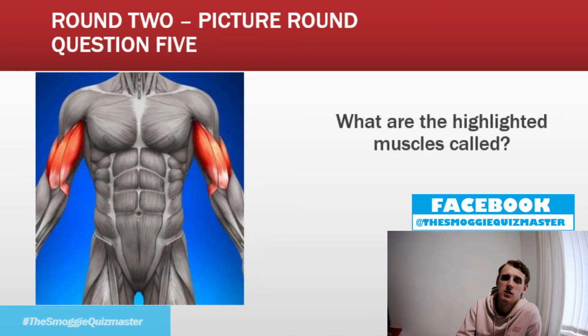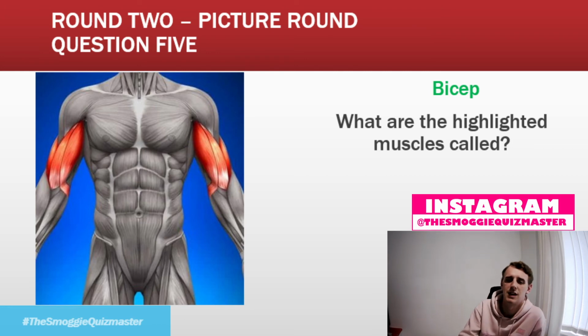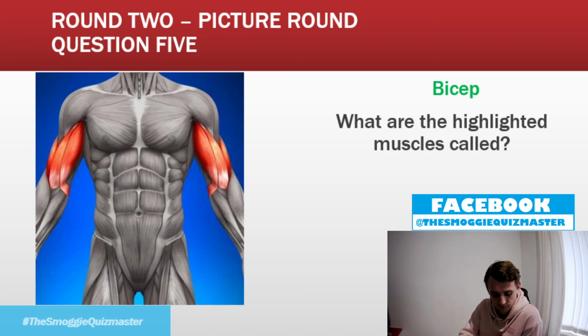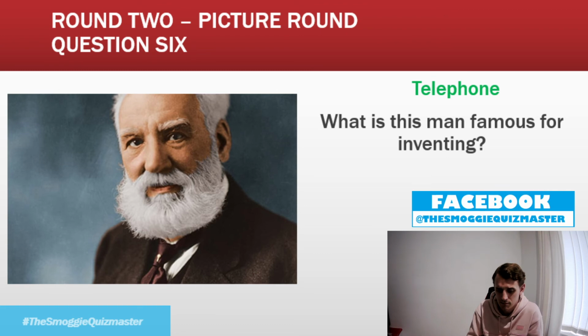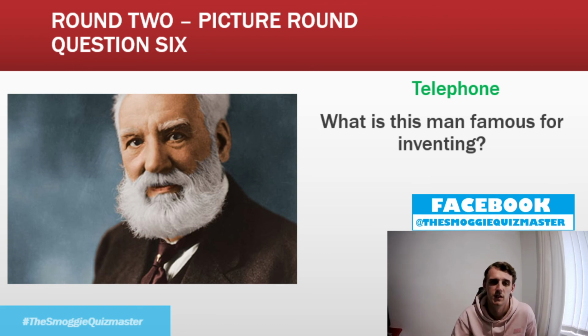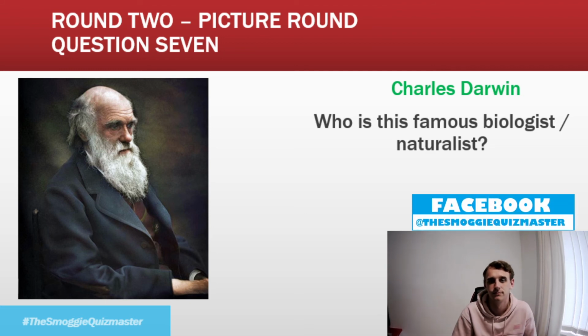Question 5. What are the highlighted muscles called, where they are your biceps? Which I don't have any of. Question 6, if everybody's ready. What is this man famous for inventing? It is the telephone. That is Alexander Bell is his name. Question 7. Who is this famous biologist / naturalist? It is Charles Darwin. So well done if you got that.